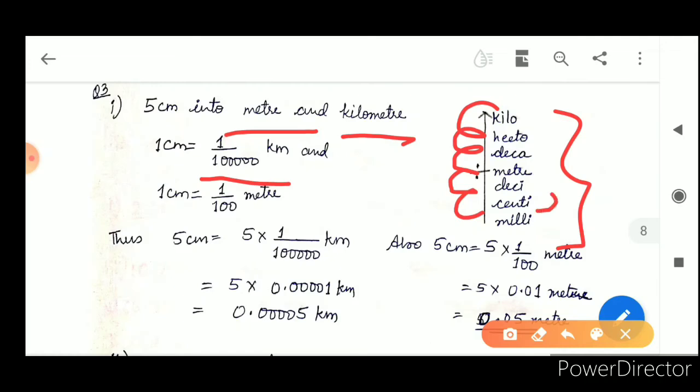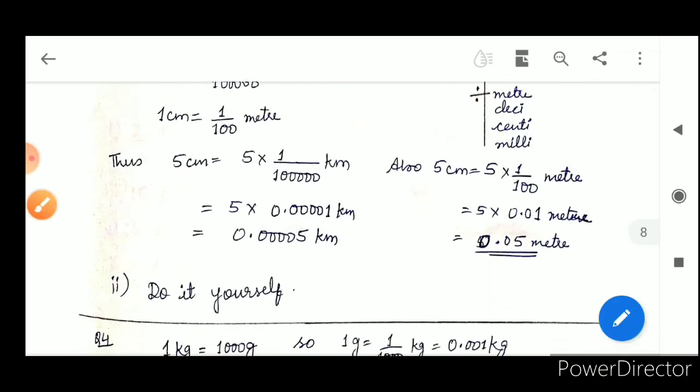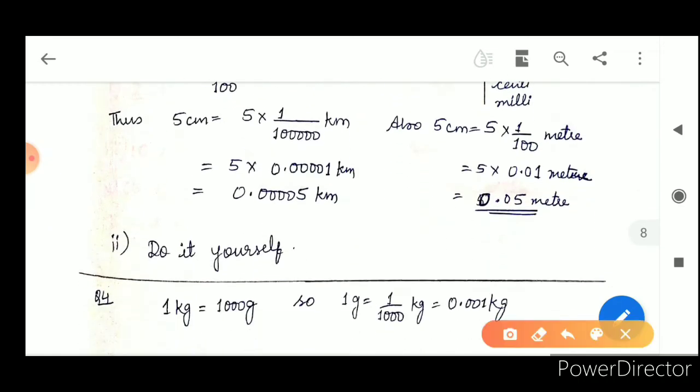Similarly, centimeter into meter, 1, 2, 2 steps upwards. So we have written this, and then we will multiply it. That is 5 into 1 upon 1 lakh kilometer. This will be the conversion. 5 into 0.01 meter. This will be the conversion. Okay.